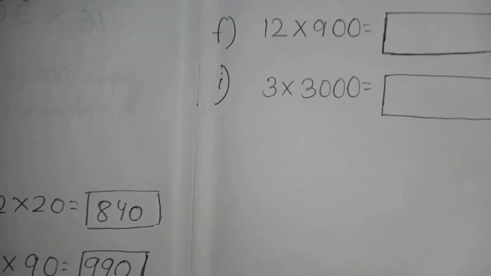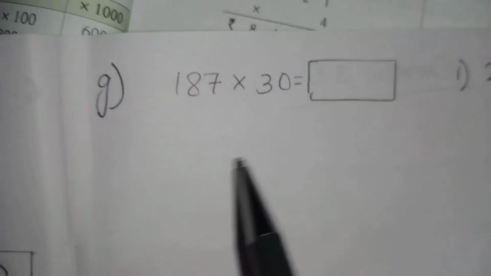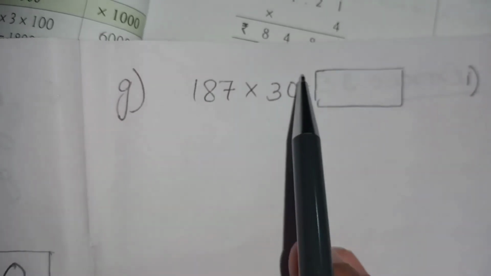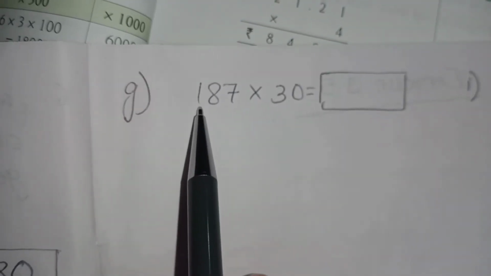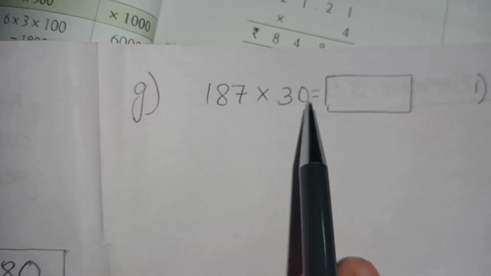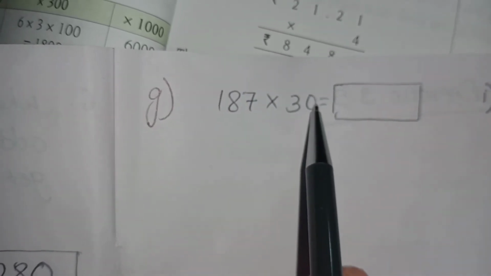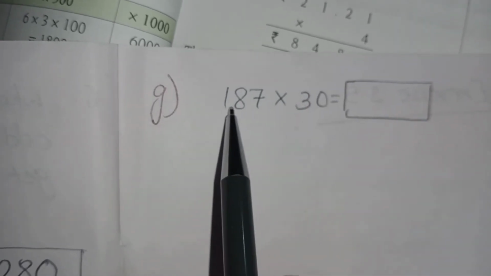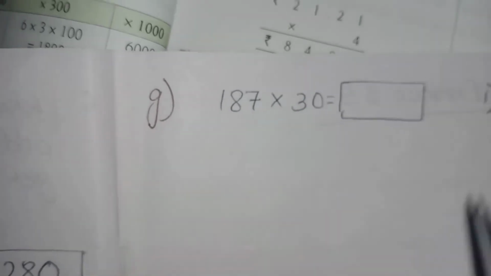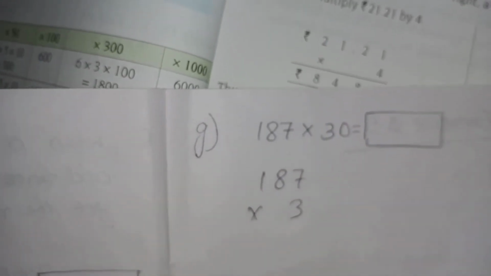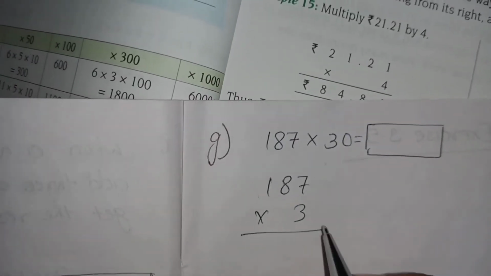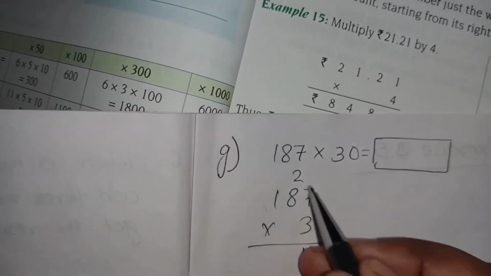Now let's see G. In G you can see this is a 3-digit number multiplying by 30. So 187 into 30. What we will do? We will multiply this 187 with 3. Then we will add this 0 to the product obtained after multiplying 187 into 3. So 187 into 3. 3 7 ja 21. Write 1, 2 carry.